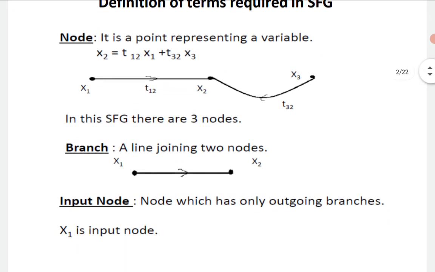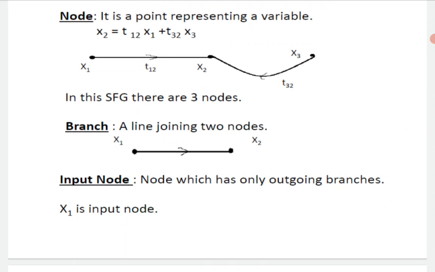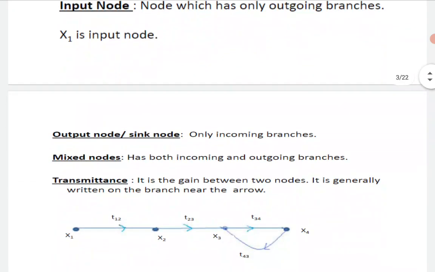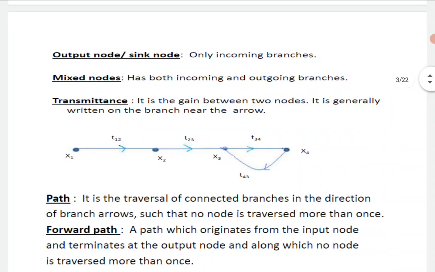Branch: a line joining two nodes. Obviously x1 and x2 are the two nodes. The line between x1 and x2, indicated with the help of an arrow, is known as a branch. Input node: a node which has only outgoing branches; in this scenario x1 is an input node. Output node or sink node: only incoming branches will be available. Those nodes are known as output nodes.